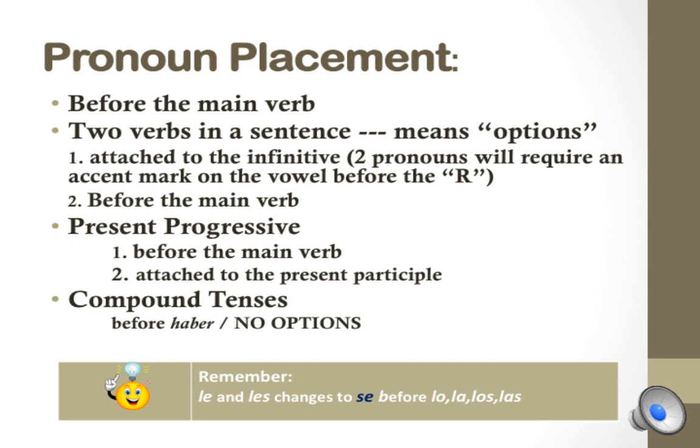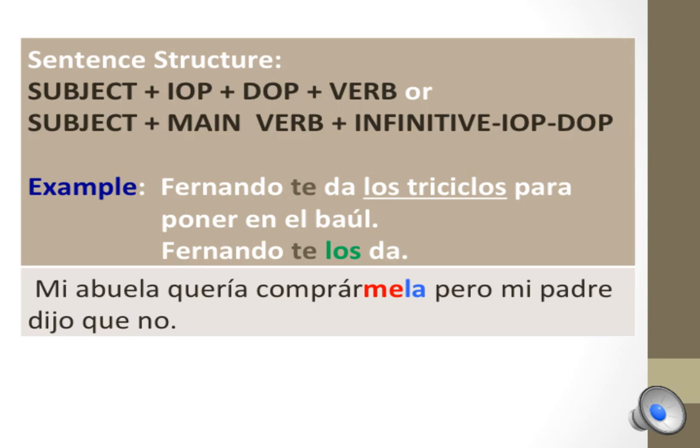Now this concept we're going to be learning in a few weeks, compound tenses. In compound tenses, there are no exceptions. They always have to be before haber. So remember this, and we'll talk about these later. So as I mentioned earlier, remember that any time le or les is followed by a direct object pronoun, lo, la or las, le and les becomes se.